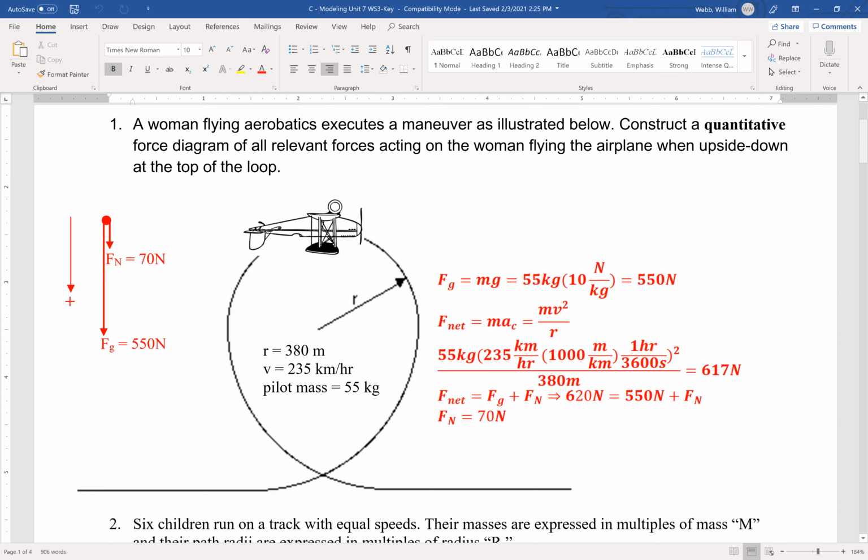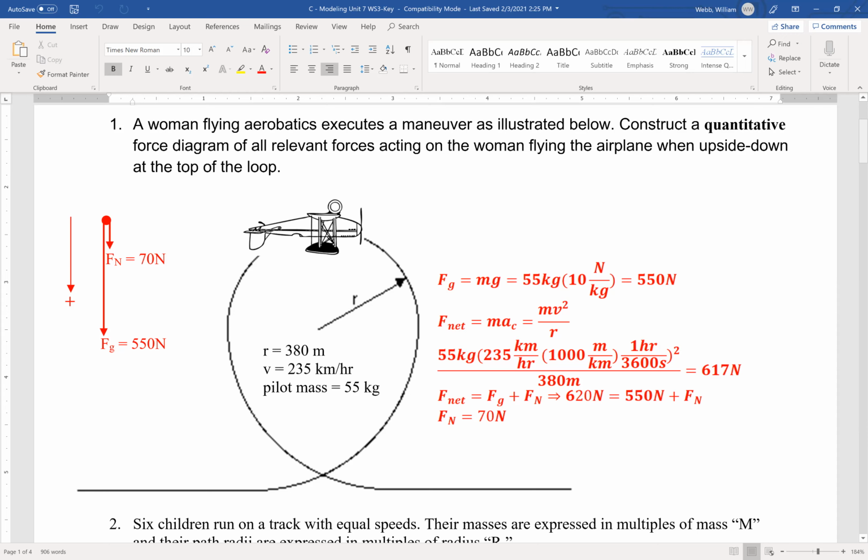It also shows you on the picture there that the radius of curvature here for this circular aerobatic loop is 380 meters. And it also shows you that the plane is moving tangent to that circle at 235 kilometers per hour. So if we look at the free body diagram, when she is at the top of that loop, she's below the seat, right? The seat is above her. And so the seat would be pushing against her, but pushing her back to the center of the circle.